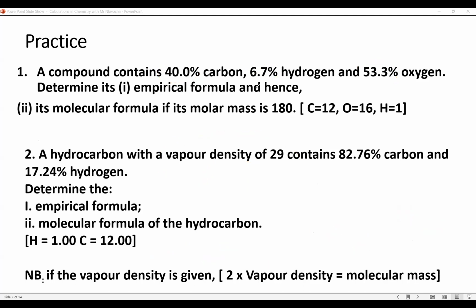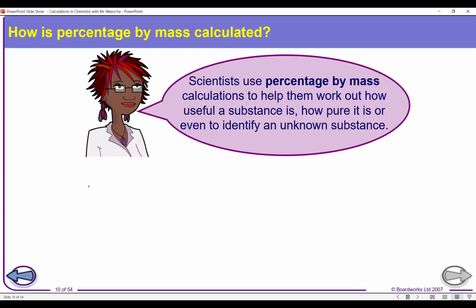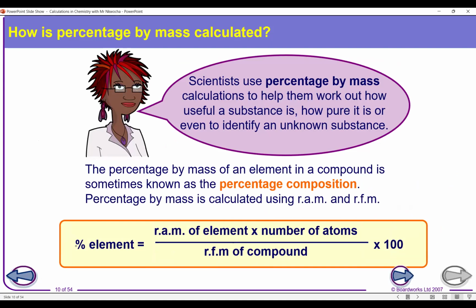Empirical formula is not the main reason why I brought you here. The other one is percentage by mass. A lot of the time you see it in JAMB questions, and it's very simple. If you want to say, what is the percentage of hydrogen in this compound, what is the percentage by mass of this element? You can use this formula.